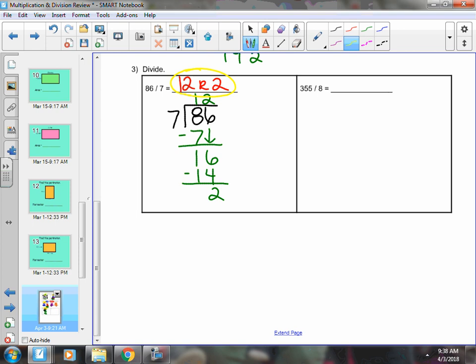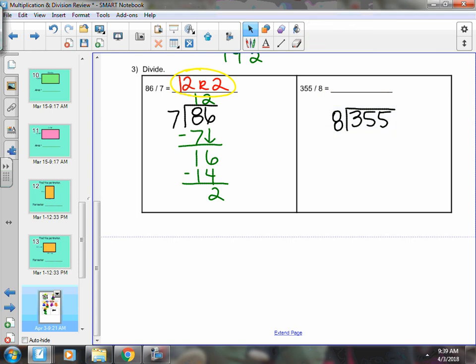Very good. Okay, the second one, 355 divided by 8. So I'm thinking groups of 8. Okay, can you make a group of 8 from only 3? No, but you can make a group of 8 from 35. Some people like to put a 0 there to keep everything lined up. How many 8s can you make from 35? I'm thinking 8 times what gets me as close to 35 as possible? 8 times 4. Multiply. 8 times 4 is 32.